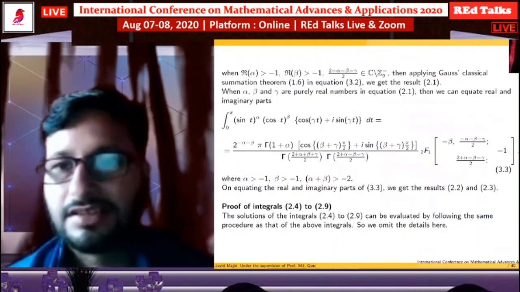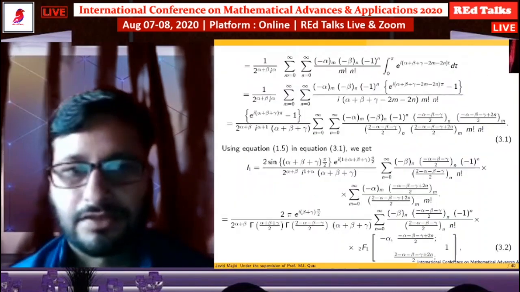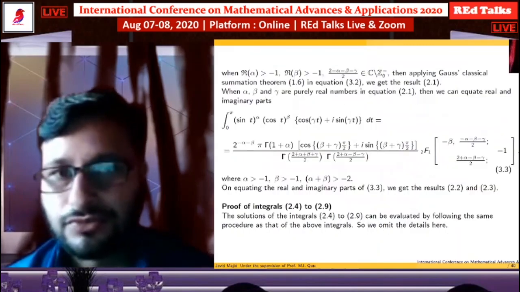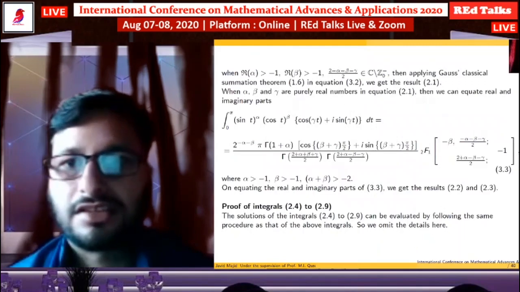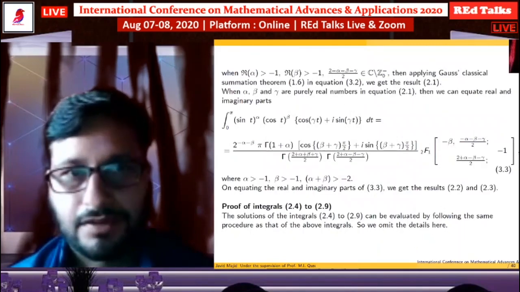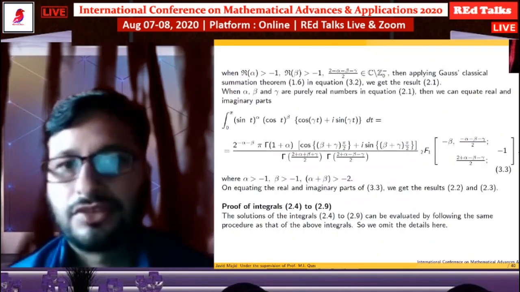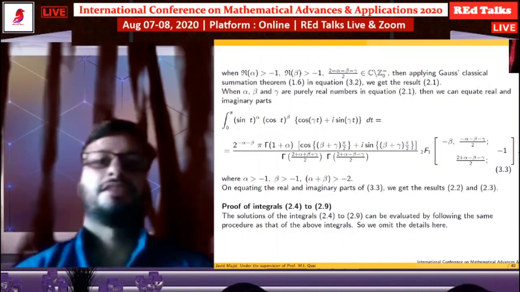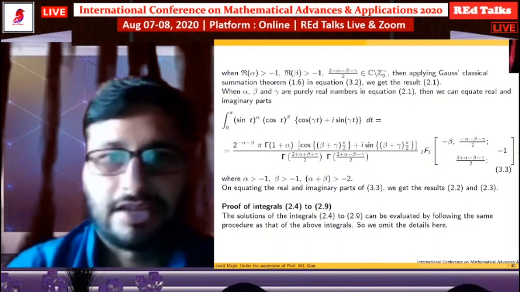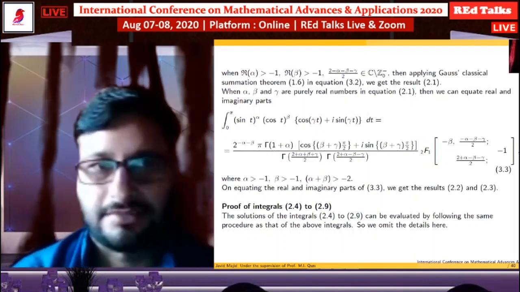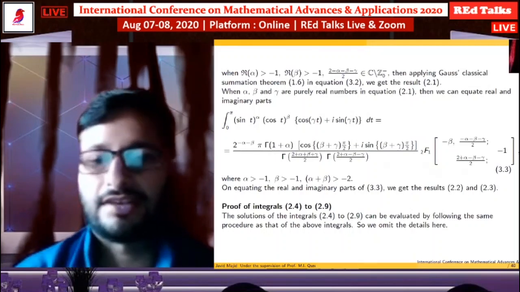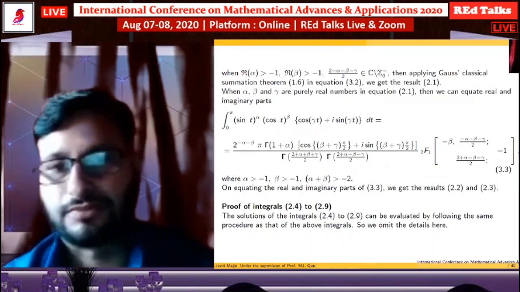which we have already defined in the above equation 3.1, we arrived at the result 3.2. And after using the Gauss classical summation theorem 1.6 in equation 3.2, we get the result 2.1. And if we take all the parameters alpha, beta, and gamma as purely real, then we can equate real and imaginary parts, and on equating the real and imaginary parts, we arrived at the results 2.2 and 2.3.